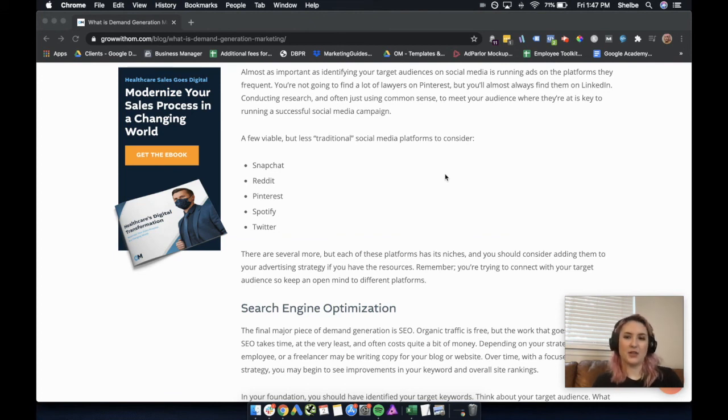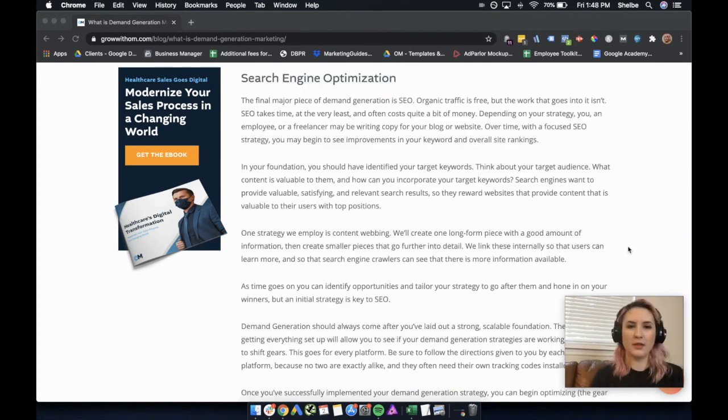You are trying to connect with your target audience, so keep an open mind to advertise them on different platforms. So moving on from paid, we have search engine optimization. This is pretty much the final piece of demand generation, the final major piece. And it's important to note that while organic traffic is free, the work that goes into it isn't.